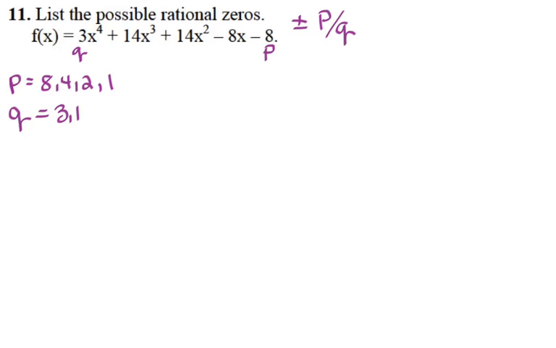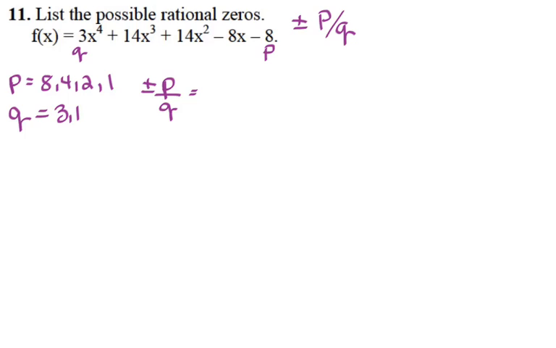And then to get your final answer, listing all the possible rational zeros, you're dividing all of your p's by all of your q's. And each one gets its own plus or minus. Don't be lazy. Make sure you write the plus or minus there. Otherwise, it will take off like half a point. So put the plus or minus.